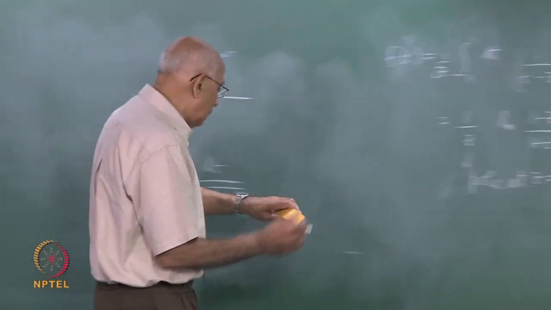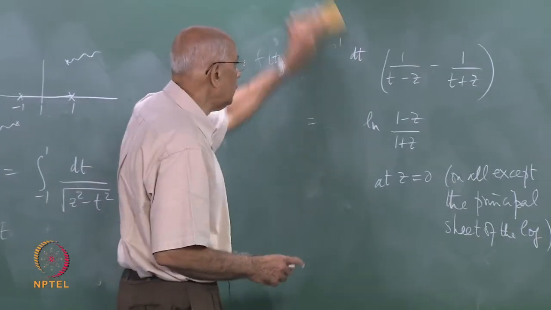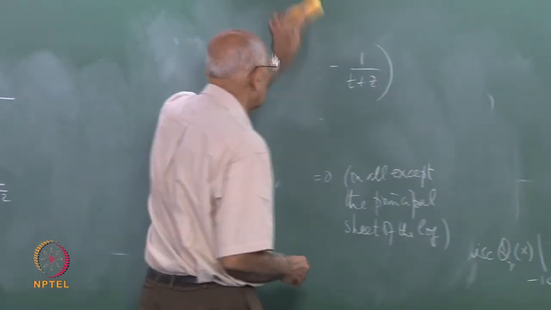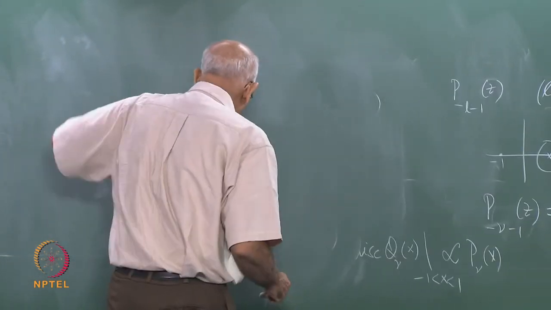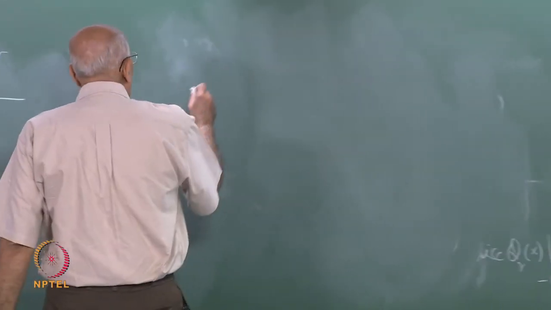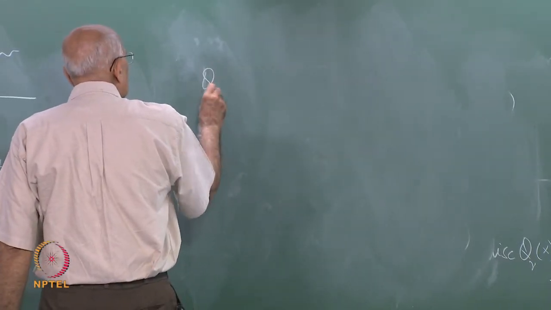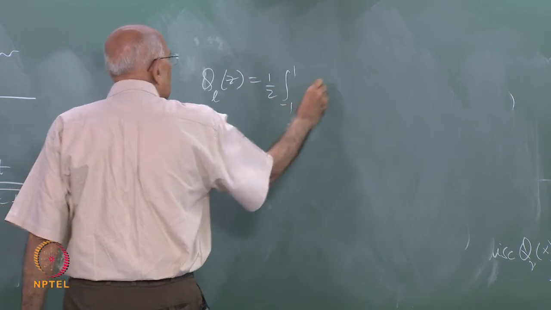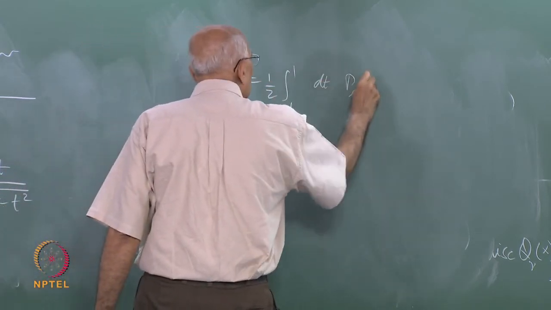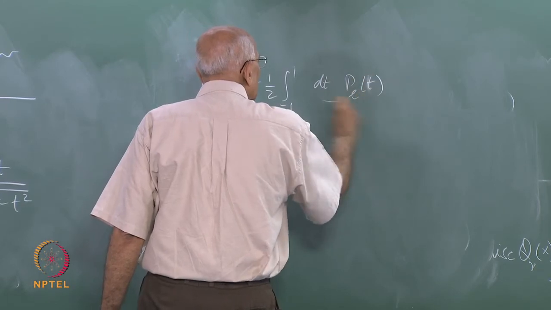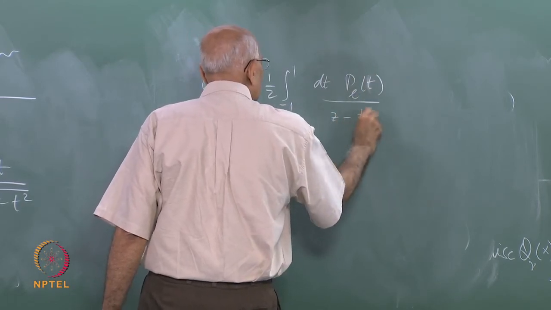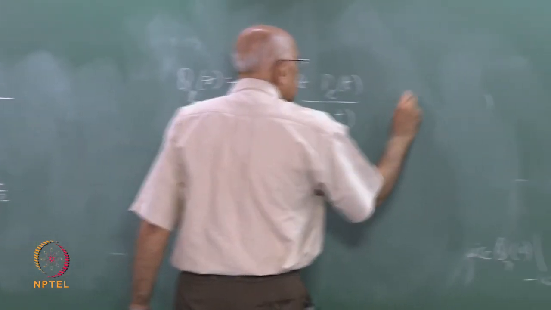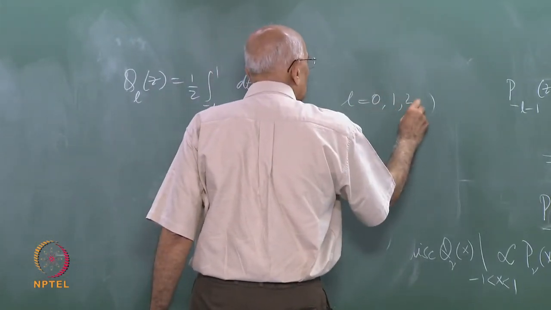And now finally, maybe I should stop here for a few minutes. Well, let me finish this and then we could. You could look at what happens to this representation. Q_L of z I mentioned was half the integral from -1 to 1 dt P_L of t over z minus t. Okay. That was the representation we wrote, L = 0, 1, 2.